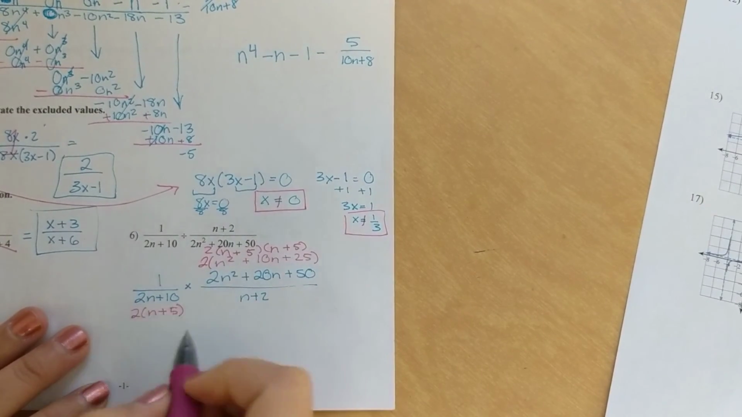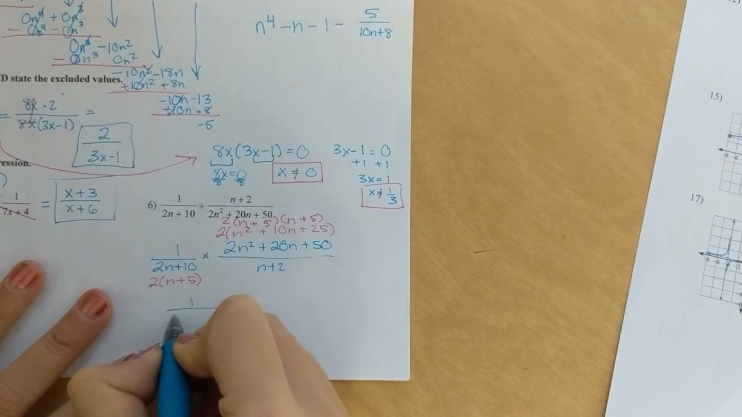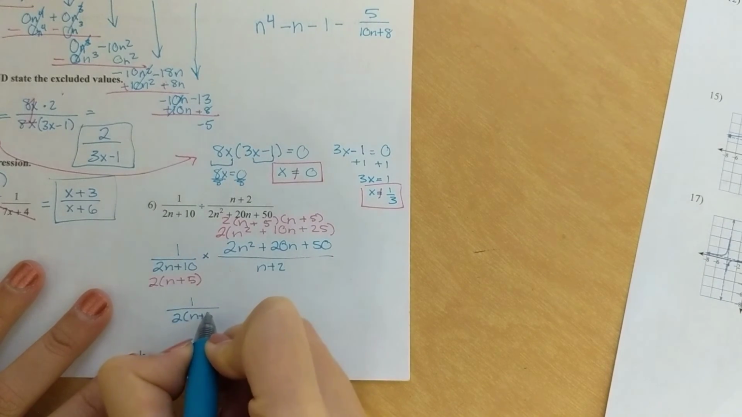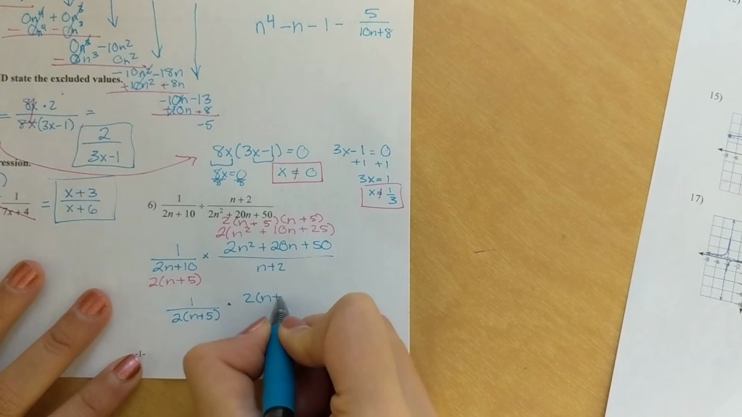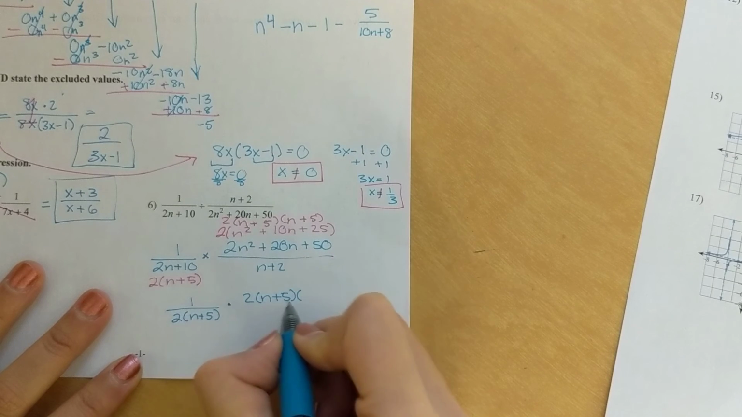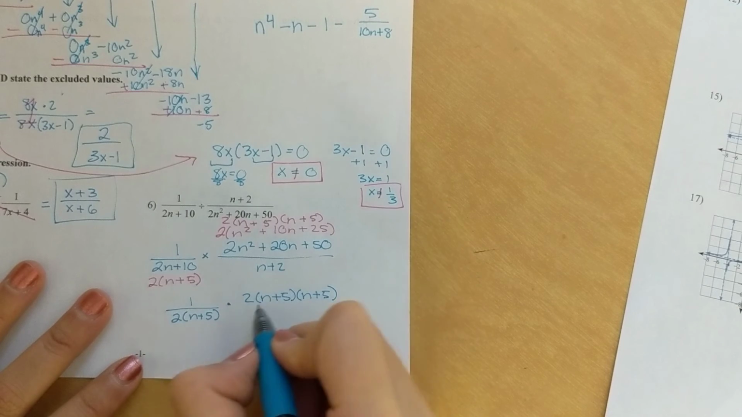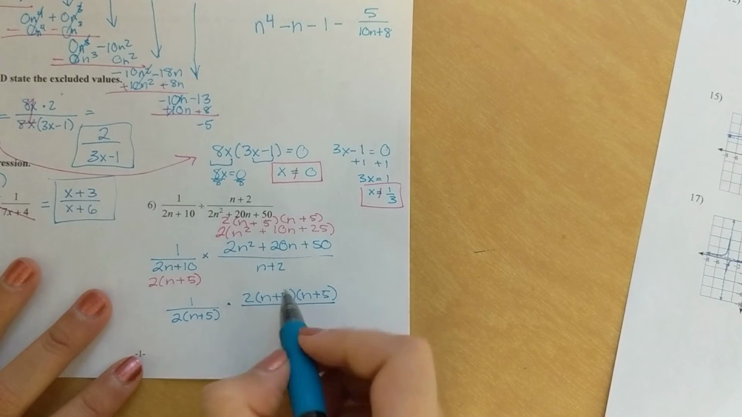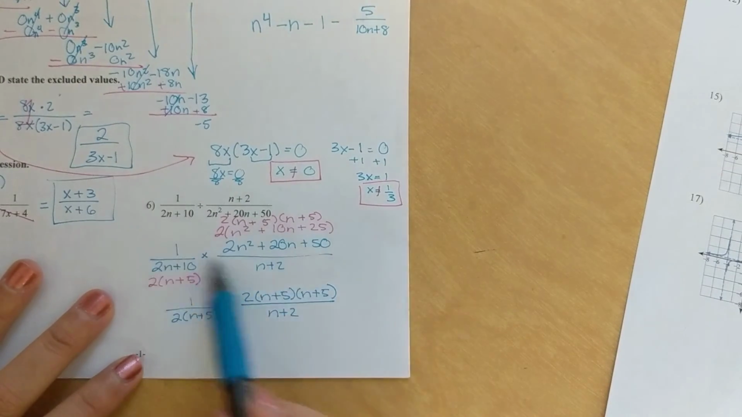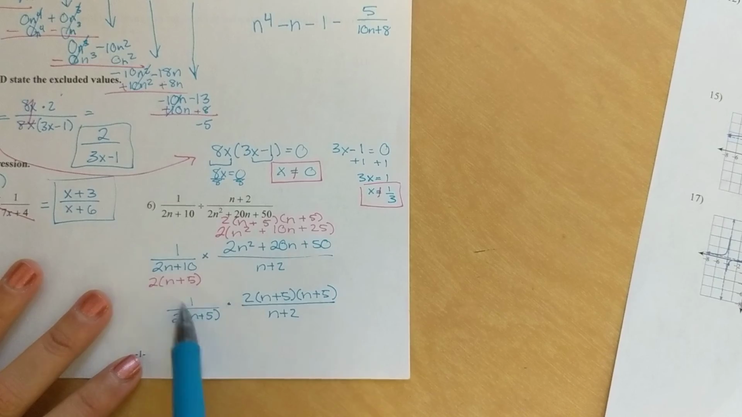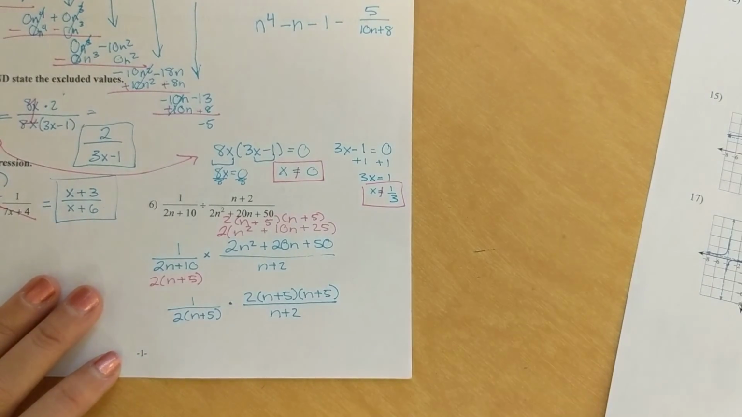So this got a little bit messy because of all the factoring, so I'm going to rewrite. This is 1 over 2 times n plus 5, times the fully factored numerator, which is now 2 times n plus 5 times n plus 5. You could write n plus 5 squared, but I know that only one of them is going to reduce, so I'm going to leave them separate. And then over n plus 2. So if it ever gets too messy, just rewrite it down in a separate step, and that might help you to see what you need to reduce.